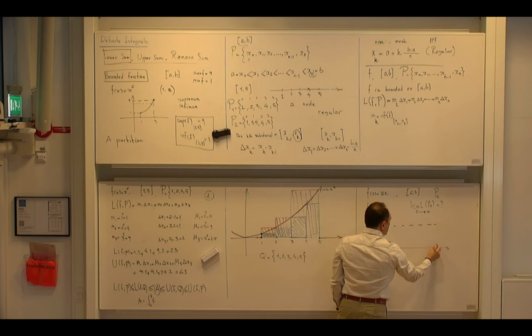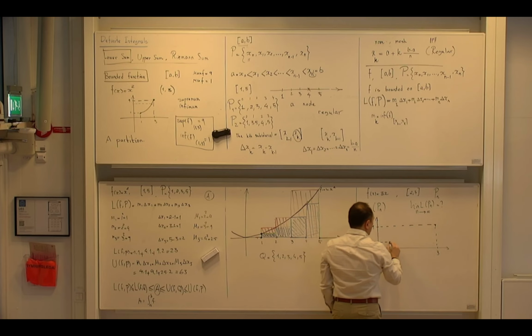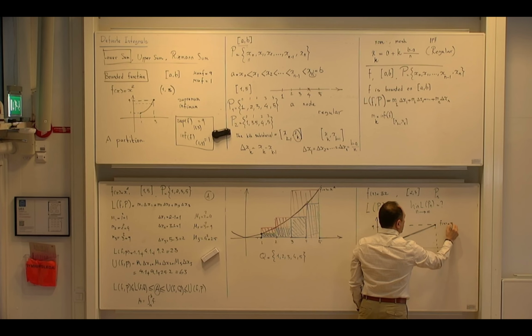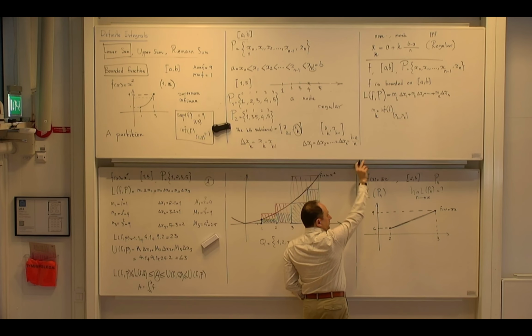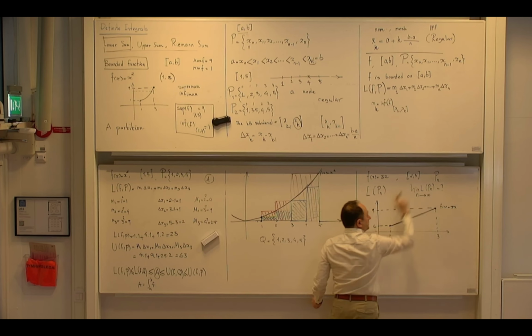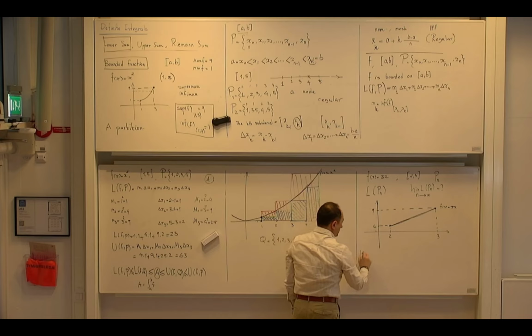And what type of function are you facing? Everyone knows that this is a straight line. So this is my function, f of x equals 3x. They are asking me to find L for that regular partition with n nodes for this interval. So let's write the formula. Do you remember what the formula was?